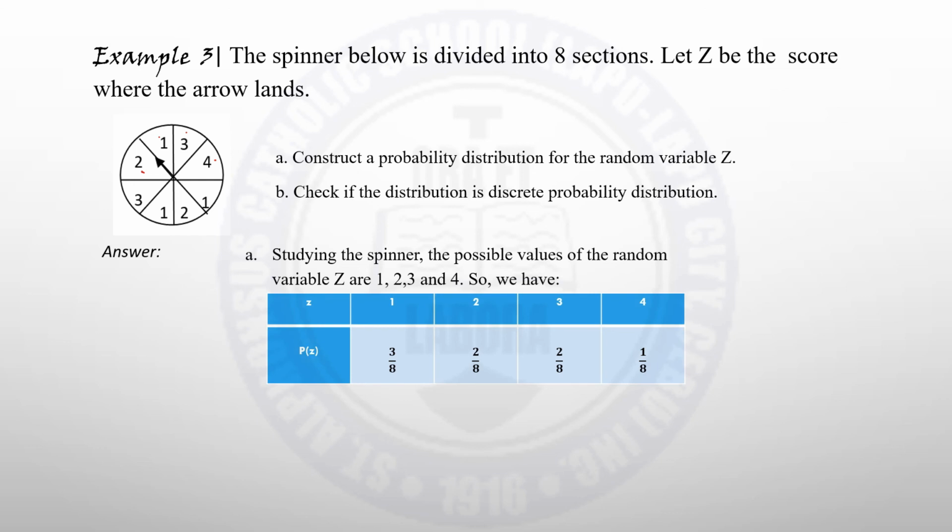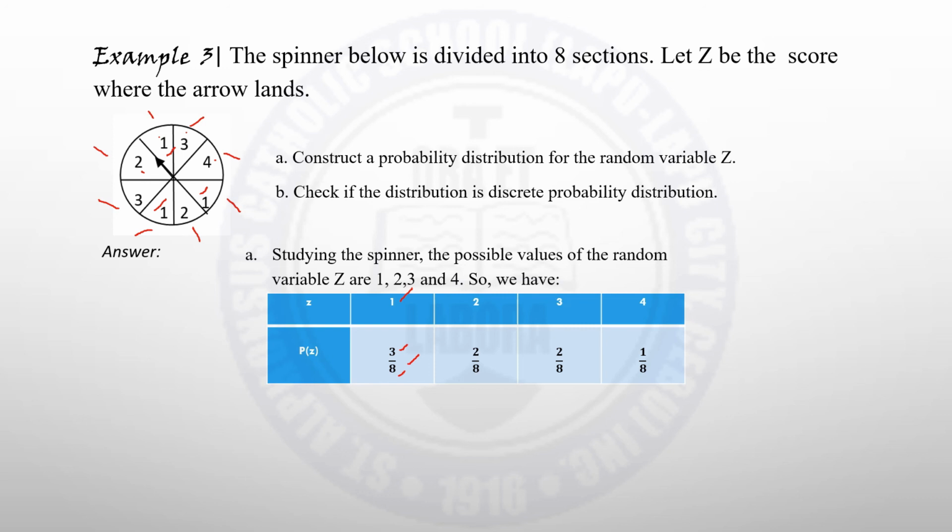Okay, so in our table, the P of Z, or the probability of a number 1, is 3 over 8. 3 is in the numerator because there are 3 possible outcomes for 1. So we have 1, 2, and 3. So that is why we have 3 here. And 8 is our denominator because the totality of all possible outcomes in our spinner is 8. So we have 1, 2, 3, 4, 5, 6, 7, 8. So that is why we have 3 over 8 as our probability of a number 1.